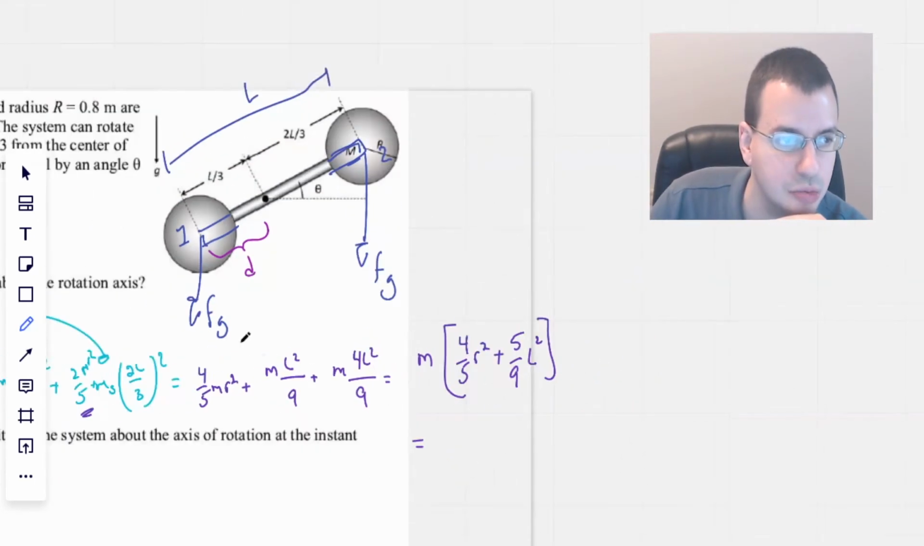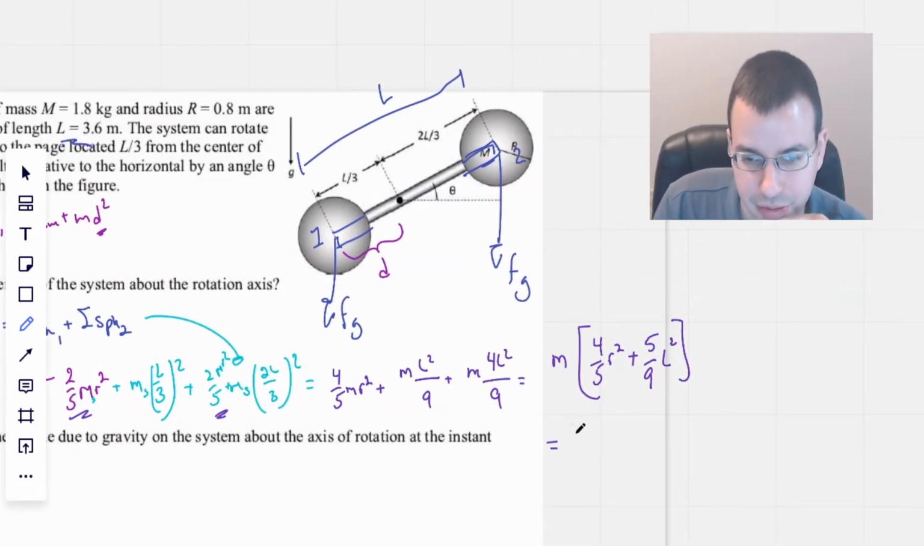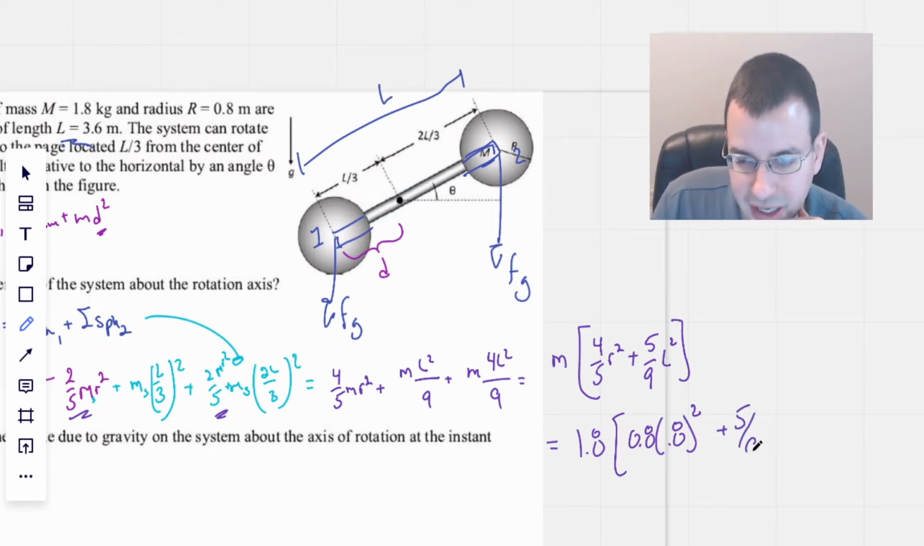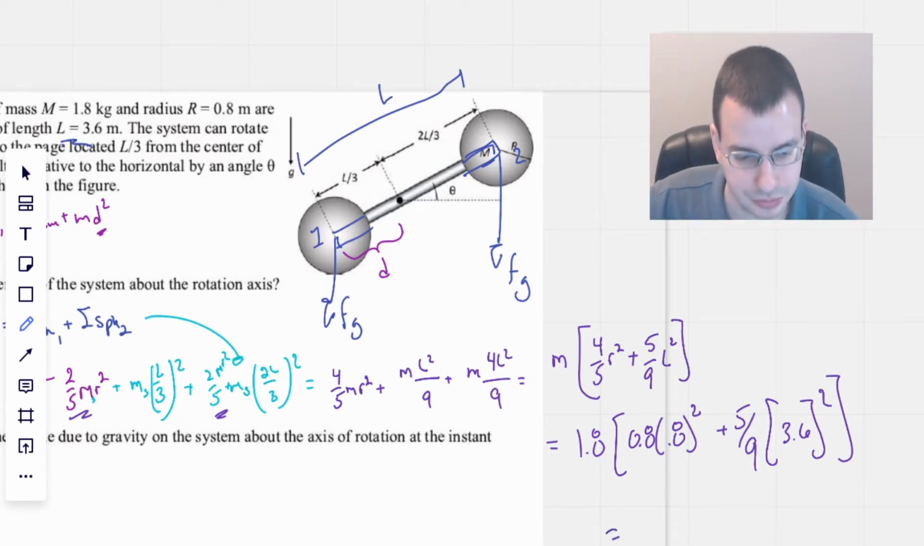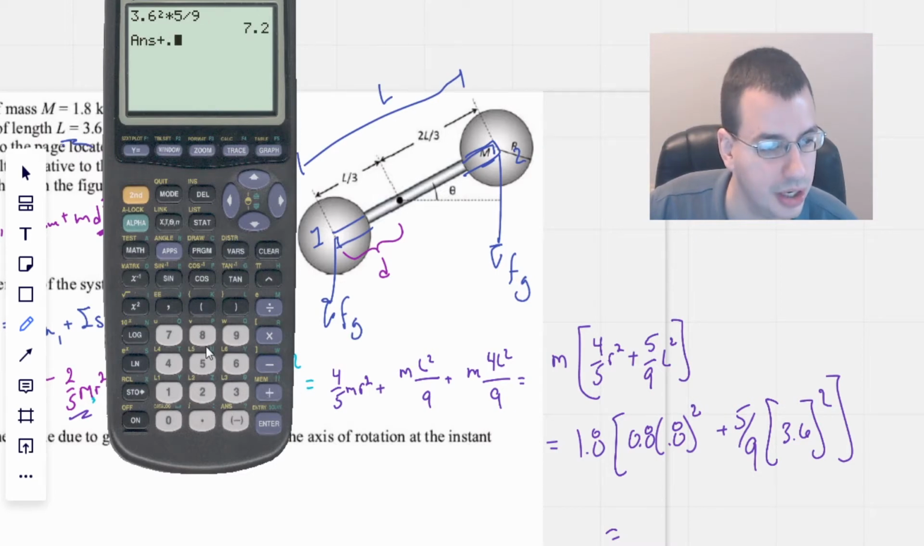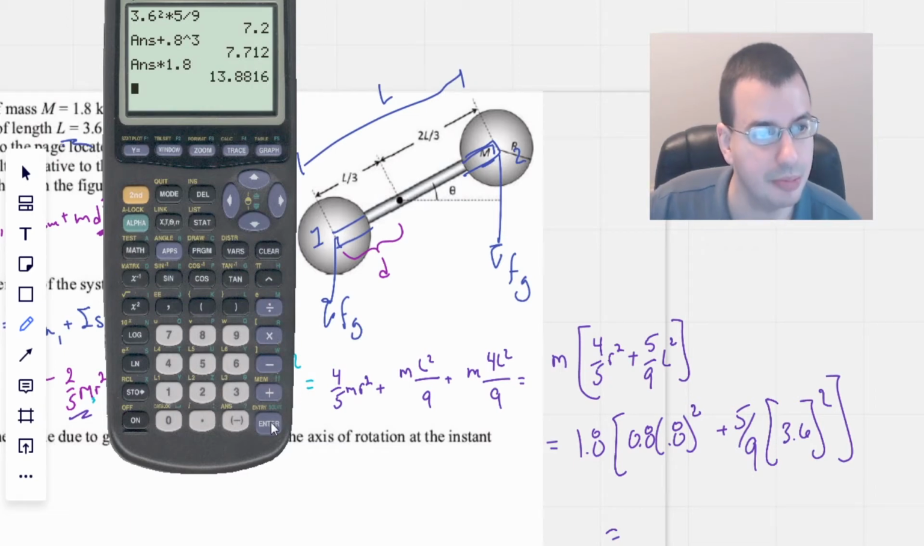So I have mass, which is 1.8. This will be 0.8 times 0.8 squared, because I think the radius is 0.8, yep. Plus 5 divided by 9, which is probably like 0.55, and then L, which is 3.6, which will be squared. And we'll do that in the calculator. Clear. We'll start with the 3.6 part, because that's probably easiest. 3.6 squared times 5 divided by 9 plus 0.8, I'm just going to do cubed, times 1.8, and we get 13.88.